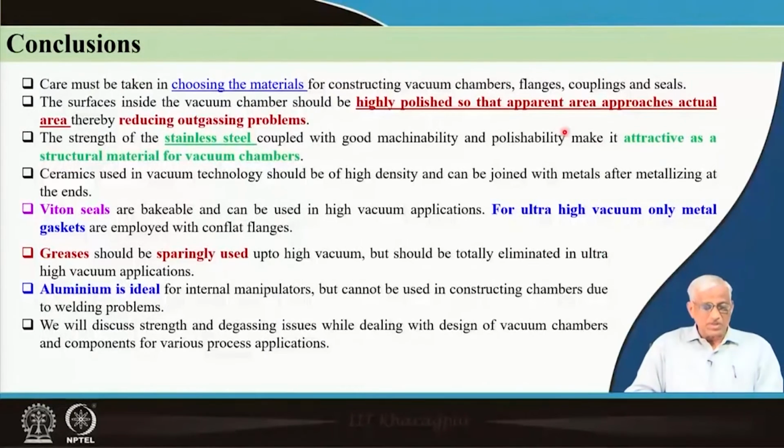To conclude, you should take extreme care in choosing the materials for vacuum technology, whether it is a flange material, a seal material, or a chamber material. You have to keep the operations in mind. You are going to weld. While welding, carbide precipitation should not take place, otherwise it will rust. Some amount of chromium comes out, and the rest of the area becomes deficient.